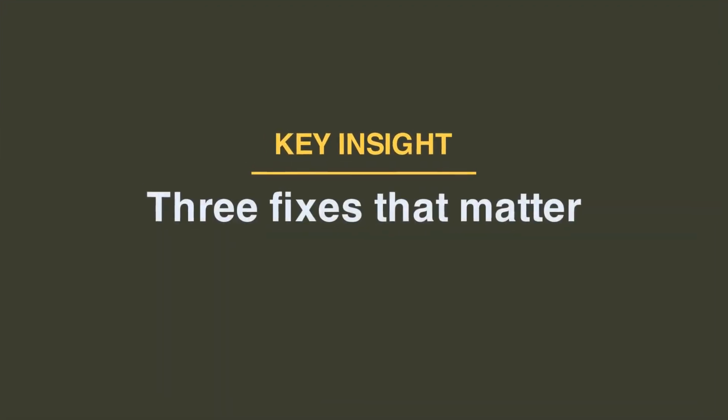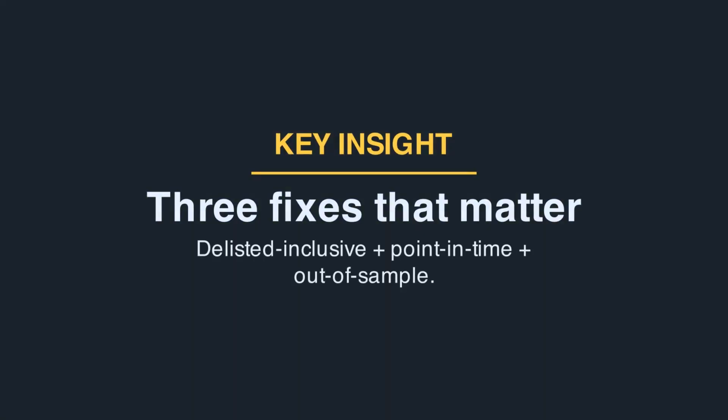Here are the three fixes. 1. Use a delisted-inclusive universe. Include every name that traded during the test period, not just the survivors. 2. Use point-in-time data. Apply only the splits, fundamentals, and adjustments that were known on the trade day, not what the data vendor backfilled later.